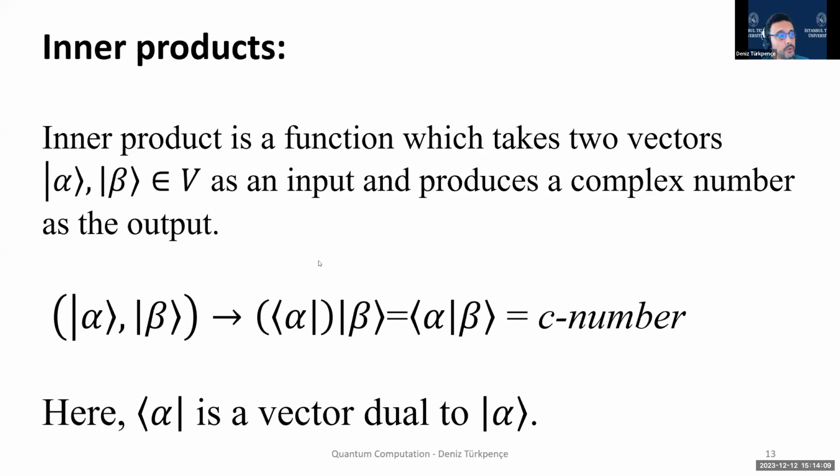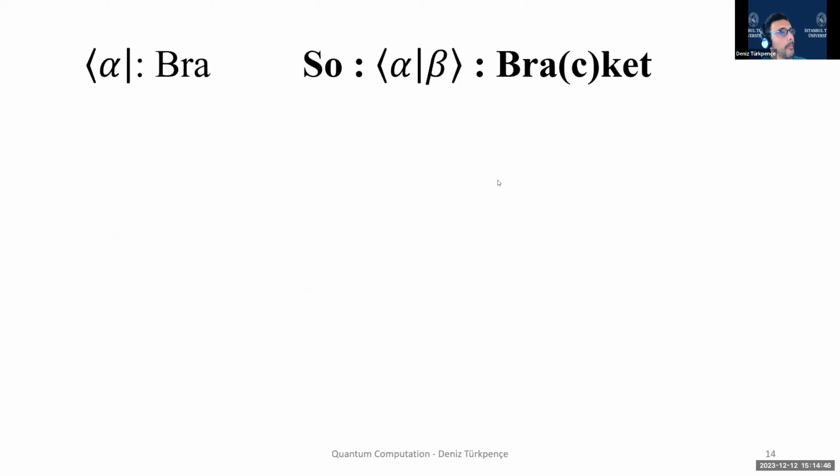So if we work, again, in terms of the Dirac notation, here we have two vectors, alpha and beta, and our function maps these vectors just like this. So this is the symbol of inner product, and we have obtained a complex number, just a number, not a vector. Okay. Here, this dual form of alpha, this reverse alpha, is a vector dual to alpha. We will talk about this. This dual form is called bra, and the normal vector is called ket. So this is a bracket notation, we can say. So this is the symbol of inner product.